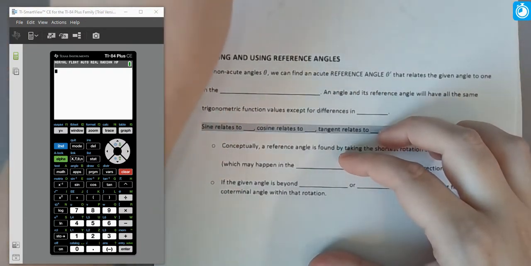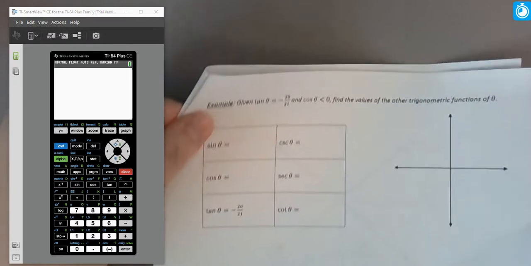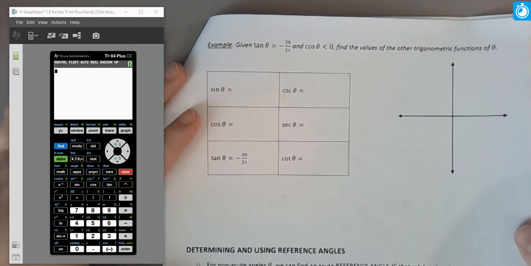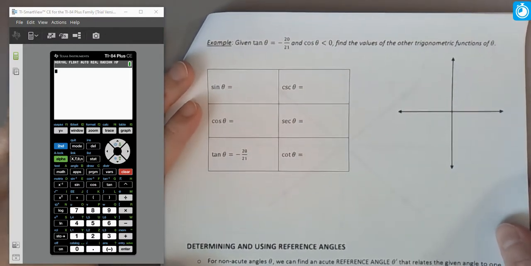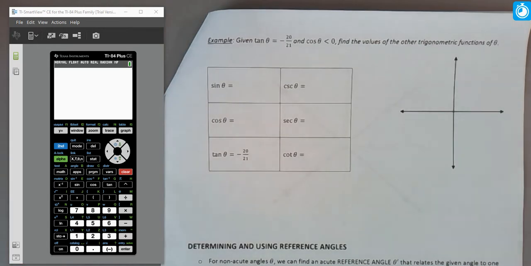Let's do one more example like that. Finding the quadrant is typically the most challenging thing we have to do when we're drawing these triangles. So let's do another example where we have trig information and we need to actually find the quadrant from that. So here we've been given the tangent, and again we've also been given information about the cosine. We've been told in this case the cosine is negative.